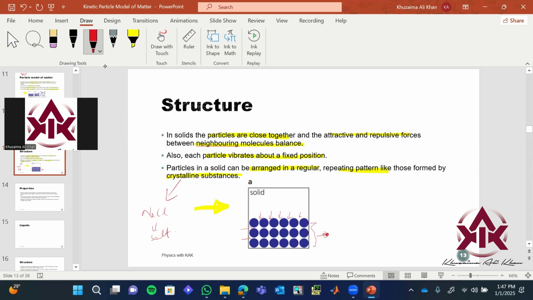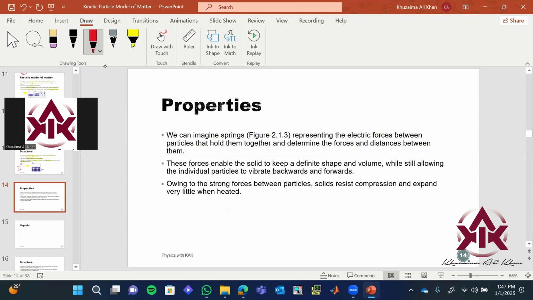Okay. Then we have properties over here. Figure 2.1.3, right? What is it saying? Figure 2.1.3 was basically NaCl. So this was the structure over here. This was Na. This was Cl.